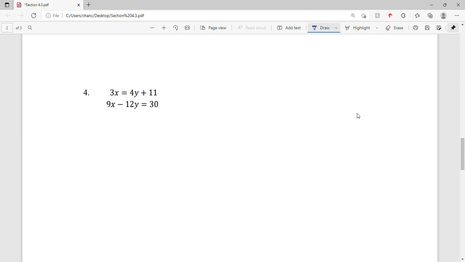In example 4, I want to stack the variables on top of one another again. So let's start here by subtracting 4y from both sides. In the first equation, we'll subtract 4y from both sides. I have 3x minus 4y equals 11. And for the second one, we'll do nothing for now. This is 9x minus 12y equals 30.